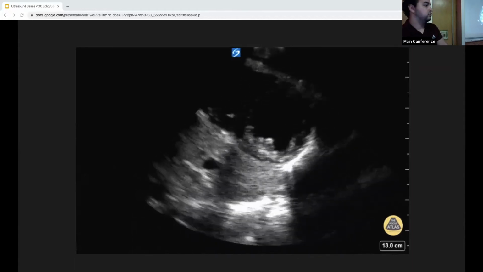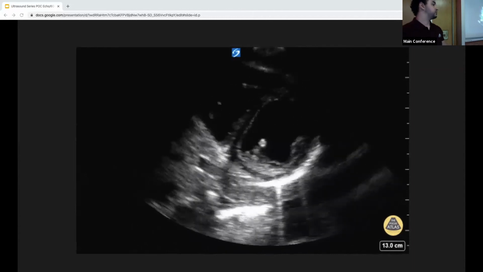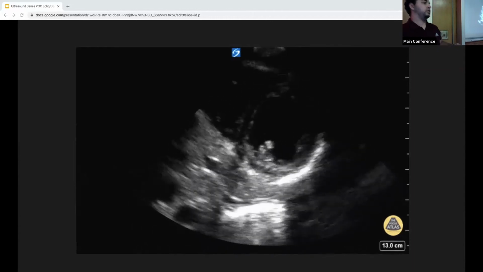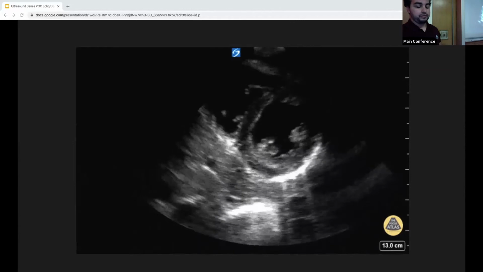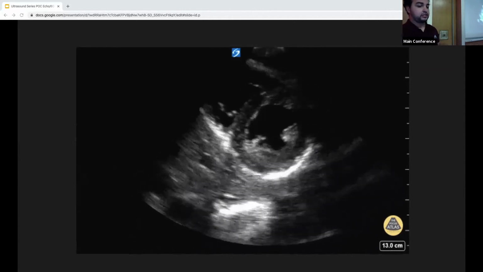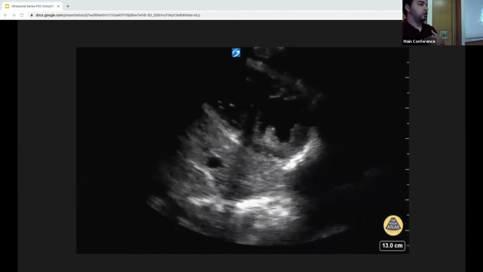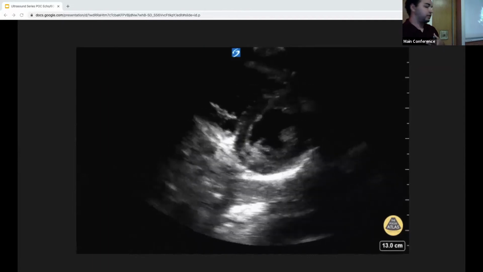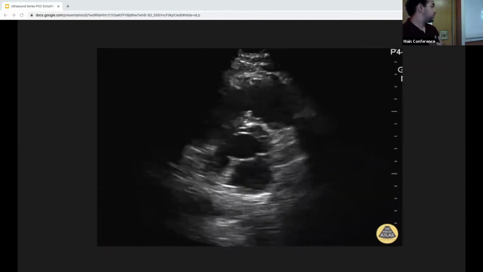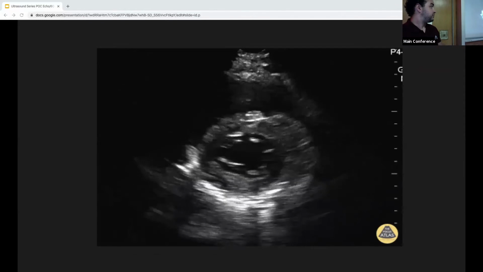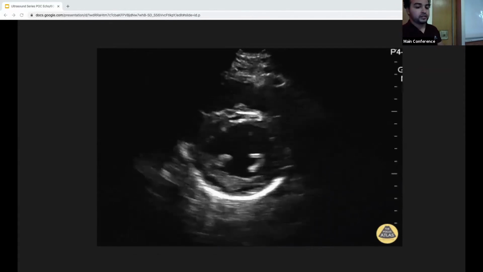So most of the time, whatever's in the middle of your screen, when you rotate on that, that's just going to pop up after you rotate. So once we get our parasternal long, we're getting our mitral valve right in the middle of the screen. And then when we rotate, a lot of us will get an image like this with our mitral valve in the middle of our parasternal short.